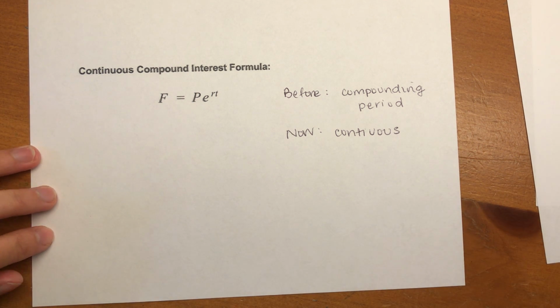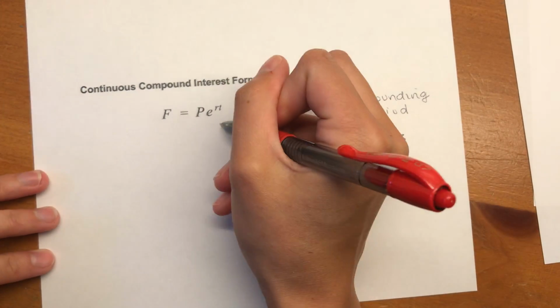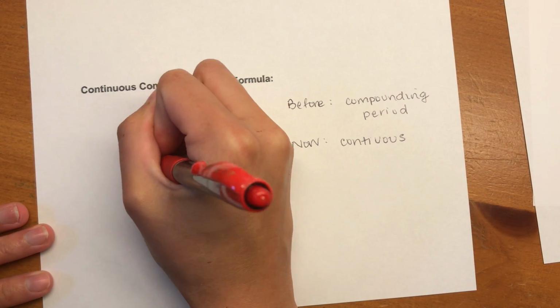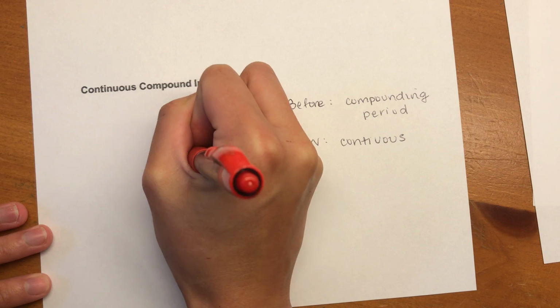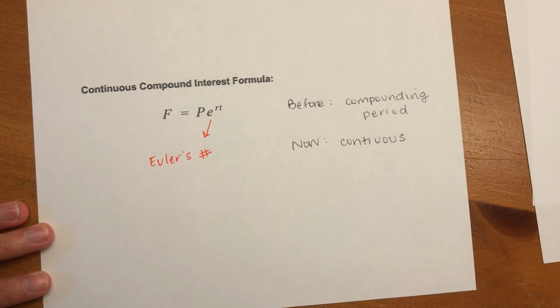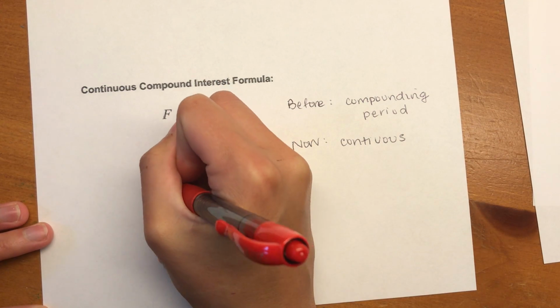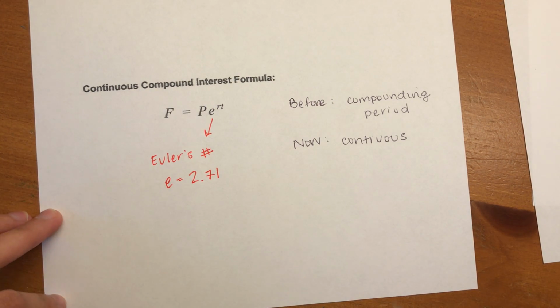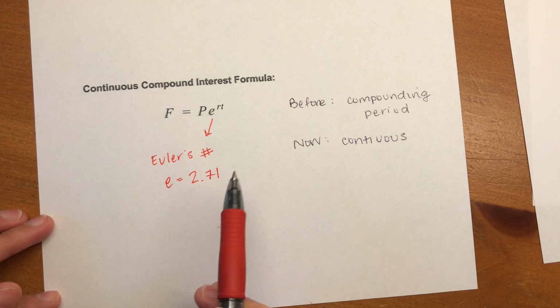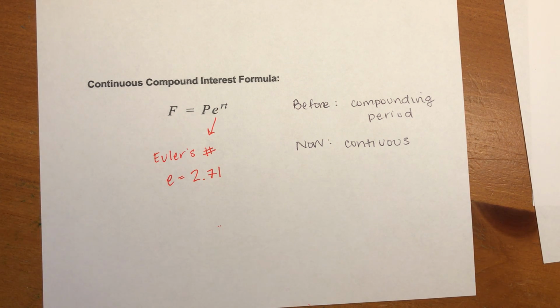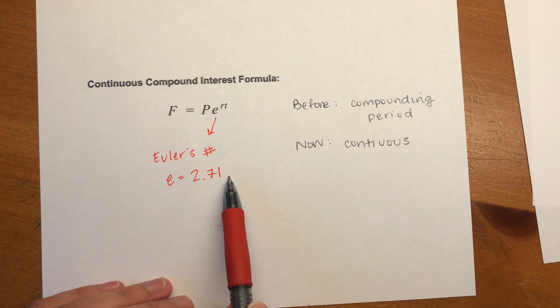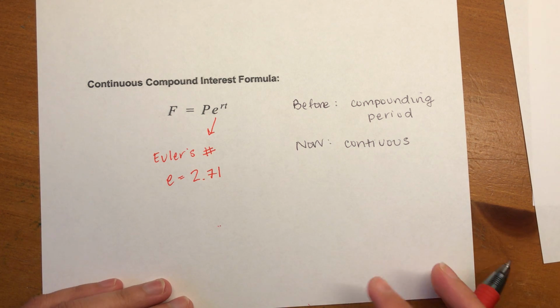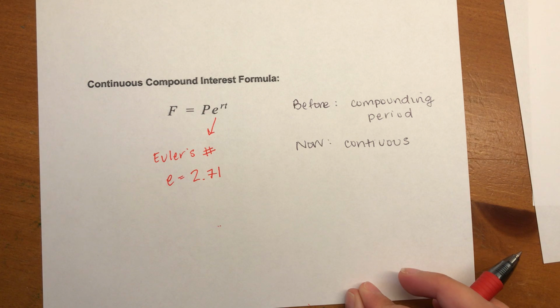So what happens then is we get this value E, which is called Euler's number. And E is like pi in that it always is the same value. Pi is always 3.14. E is always 2.71. And it's also an irrational number. So just like pi goes on forever and ever, E does as well. So you can Google that if you want to know more about E.